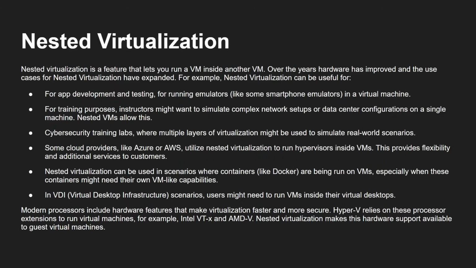Now, modern processors include hardware features that make virtualization faster and more secure. Hyper-V, which we'll talk about in a minute, relies on these processor extensions to run virtual machines. And they're called, for example, Intel VT-x, AMD-V. Nested virtualization makes this hardware support available to the guest virtual machines.